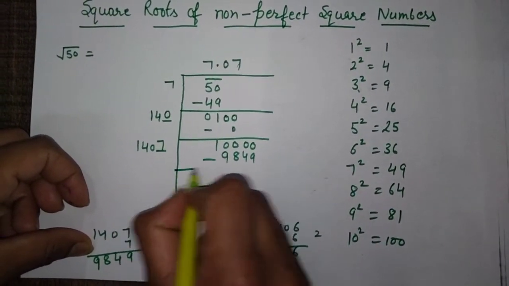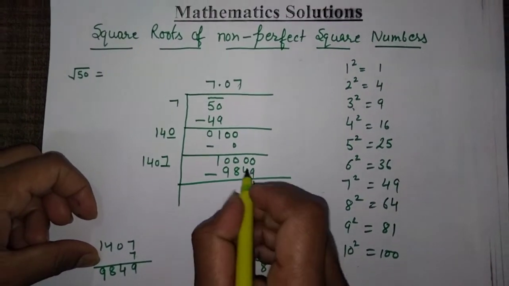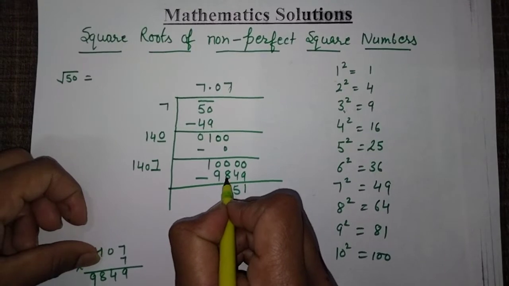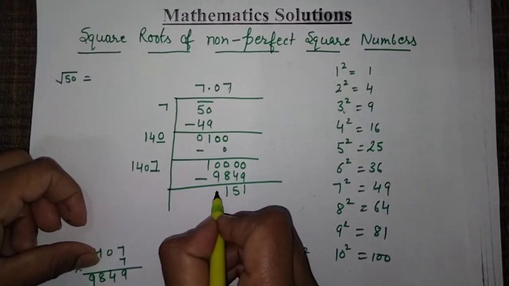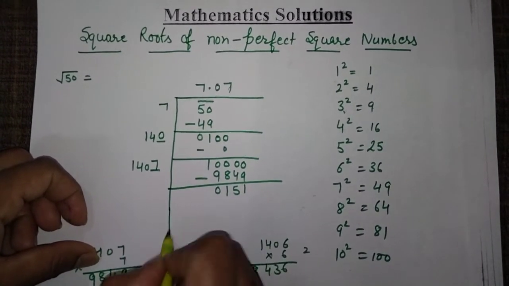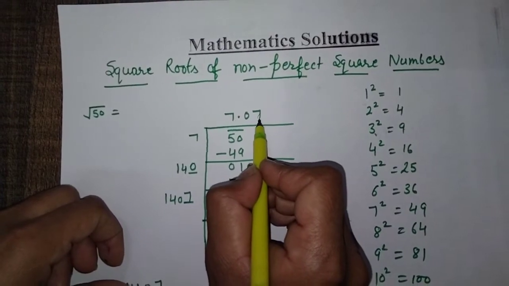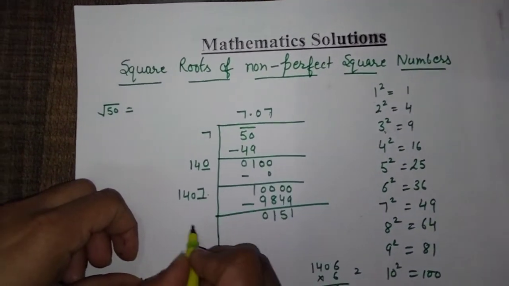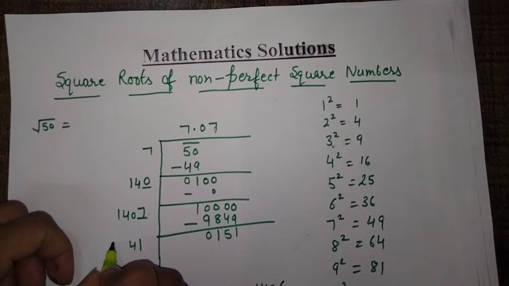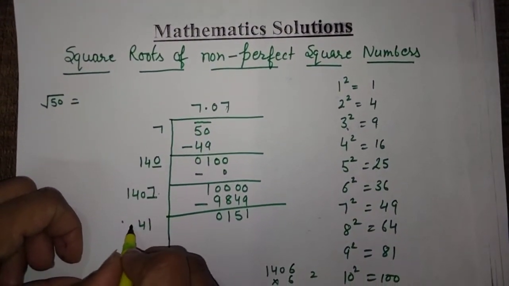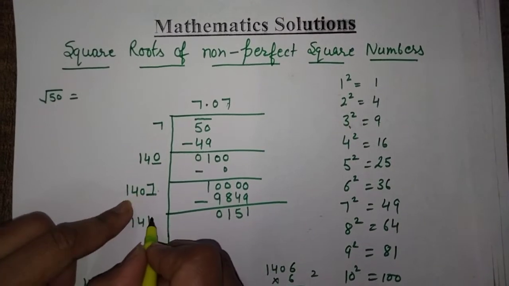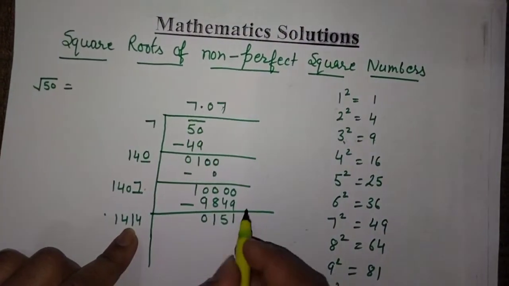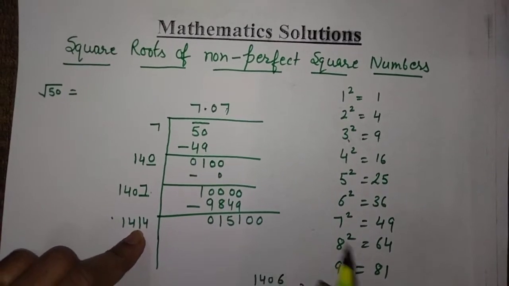Now subtract. 10 minus 9 is 1, 9 minus 4 is 5, 9 minus 8 is 1, 9 minus 9 is 0. Again add the last digit of the quotient to this number and write here 7 plus 7 is 14. So we get 1414. Now for this decimal, bring down another couple of zeros.